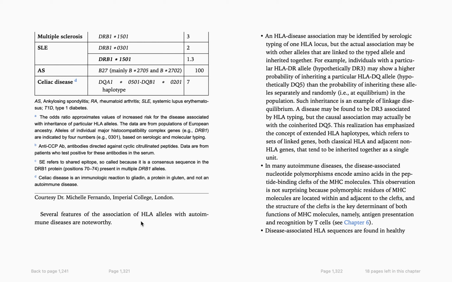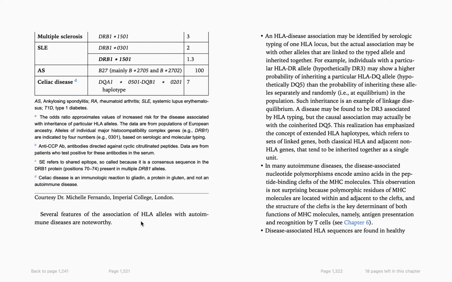A disease may be found to be DR3 associated by HLA typing, but the causal association may actually be with a co-inherited DQ5. This realization has emphasized the concept of extended HLA haplotypes, which refer to the set of linked genes, both classical HLA and adjacent non-HLA genes, that tend to be inherited together as a single unit.